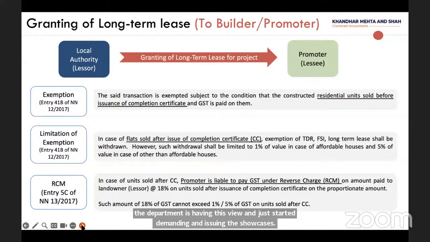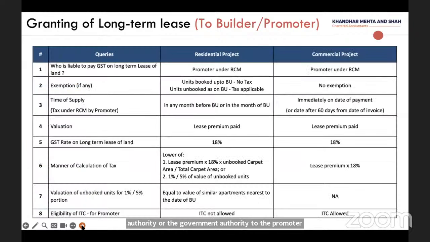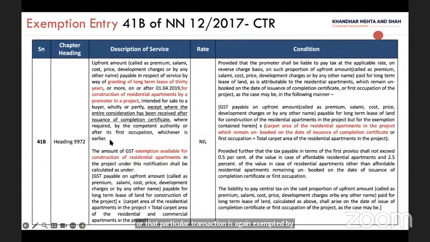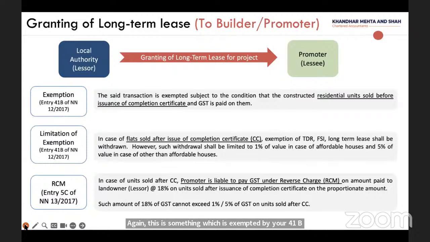Similarly, in certain scenarios, long-term leases are given to the developer right away, saying that you can go and develop the land, and you can sell those units, residential or commercial, to the end customer. So that grant of long-term lease from the local authority or the government authority to the promoter is again exempted by way of 41B. But there are some conditions attached to that. Let's see the conditions.